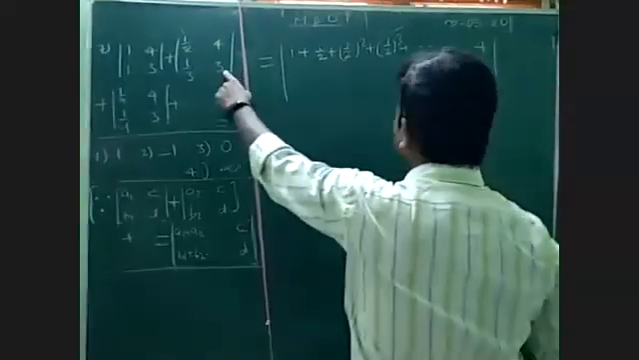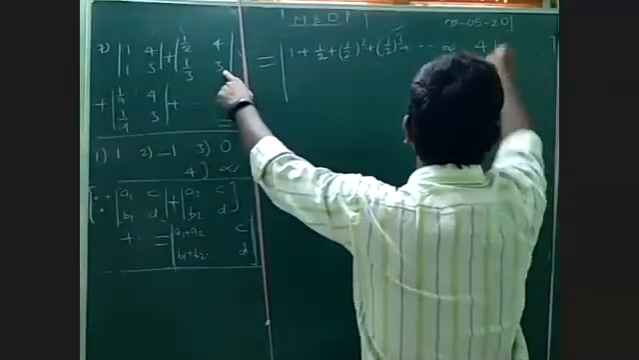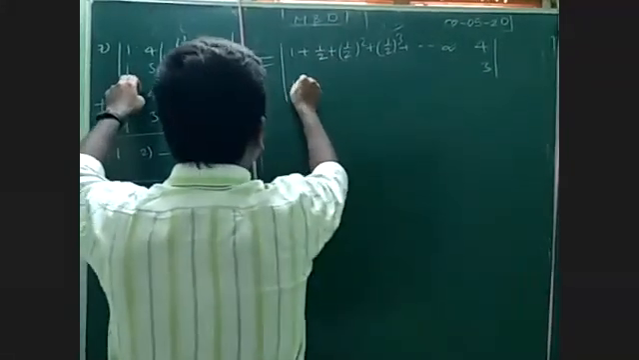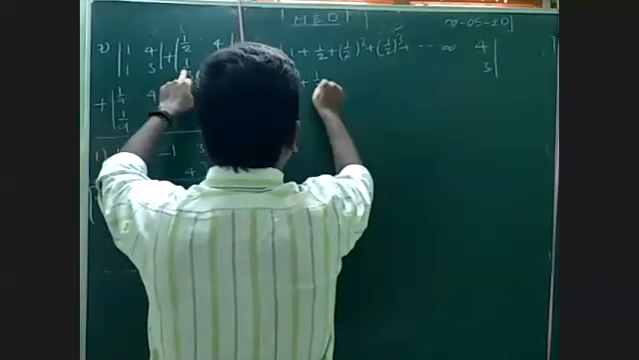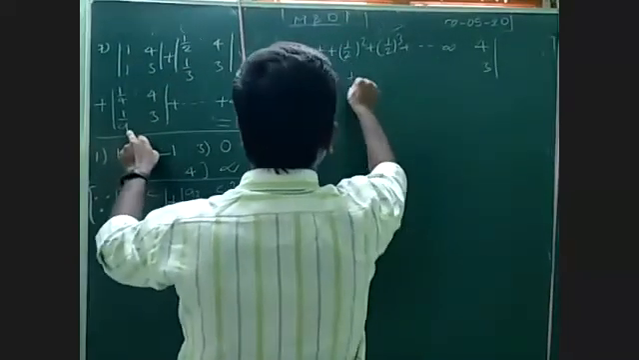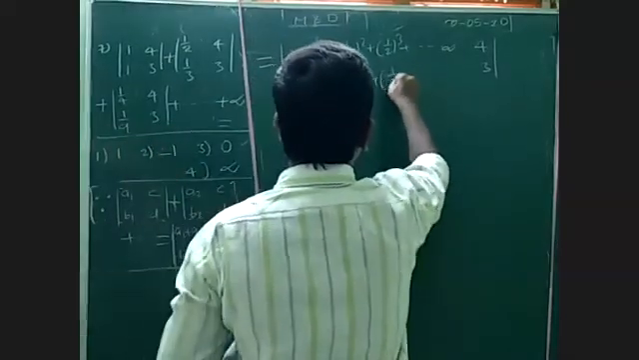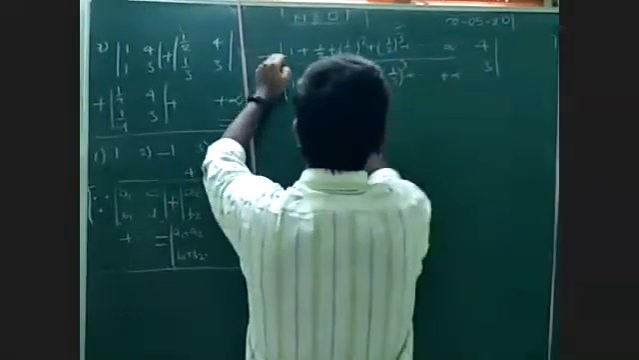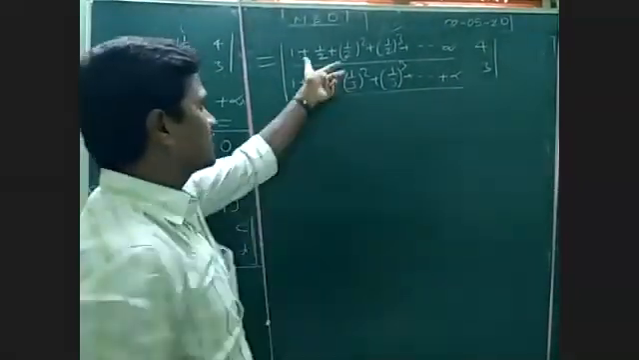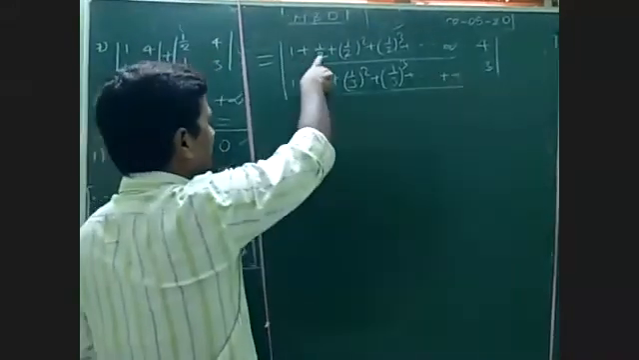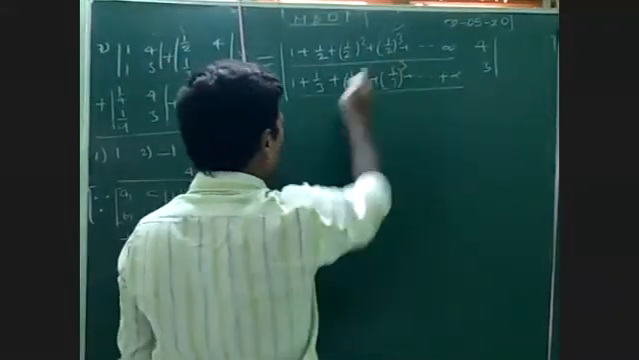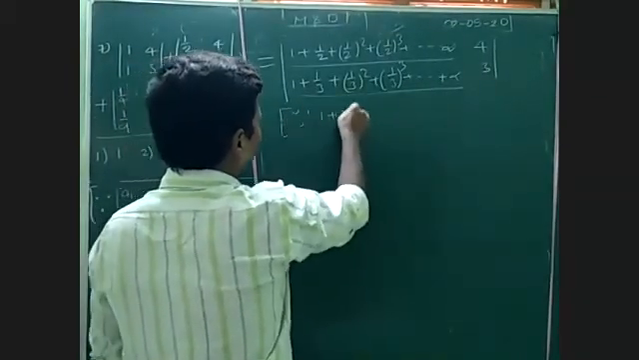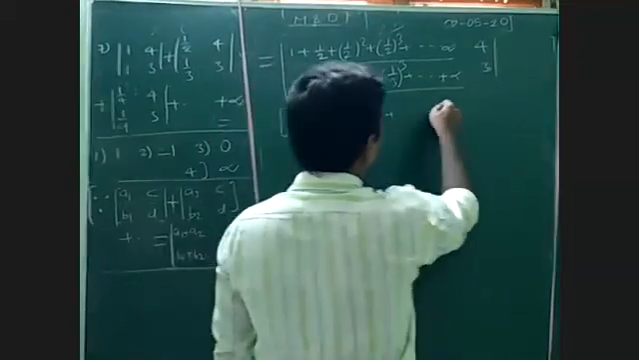And second column, second element is 3. These 4, 3 is fixed. Then the remaining second row first element, 1 plus 1 by 3 plus 1 by 9, can be written as 1 by 3 whole square plus 1 by 3 whole cube plus 1 up to infinite. Again, if you observe this, just now we did one question. This is a geometric progression again: a, ar square, ar cube, like that. This is the same thing as 1 plus r square plus so on up to infinite.